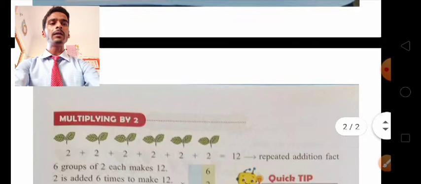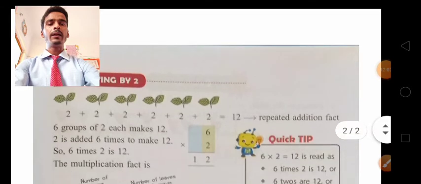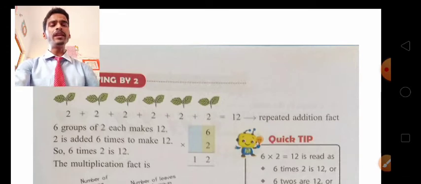Okay, now come on, multiplying by 2. In this topic we have learned multiplying by 2. You can see here that there are some groups, 1 2 3 4 5 6. There are 6 groups and there are 2 leaves in each group. So we can write the repeated addition fact 2 plus 2 plus 2 plus 2 plus 2 plus 2. That means 6 times 2 equal 12.